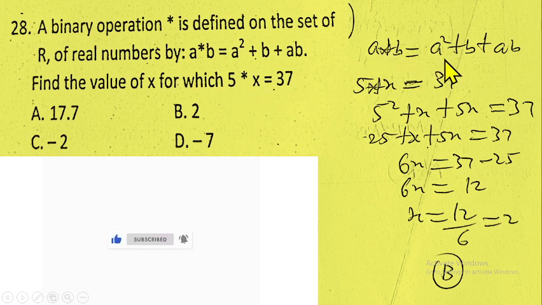If a asterisk b is equal to this, then for 5 asterisk x, our a is 5 and our b is x. So if you put that here, you'll have 5 squared plus x, which is b, plus ab, which is 5x, equals 37. From there, 5 squared is 25, then x plus 5x will give us 6x, so 25 plus 6x equals 37. We can collect like terms, so we have 6x equals 37 minus 25. Then 6x equals 12, so x will be equal to 2. So option B is the correct option for question number 28.